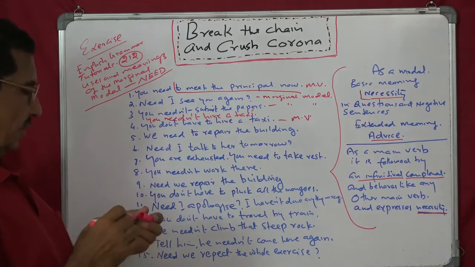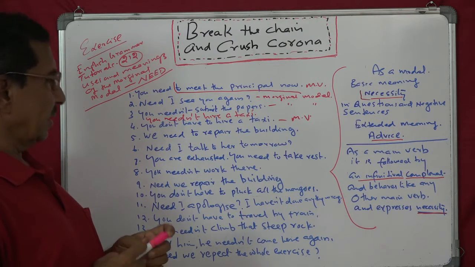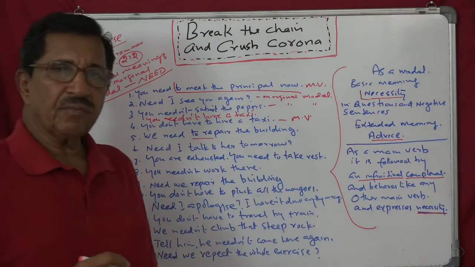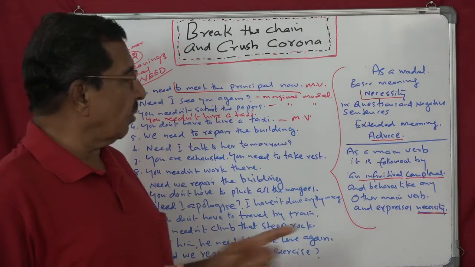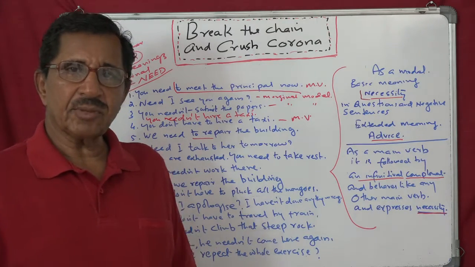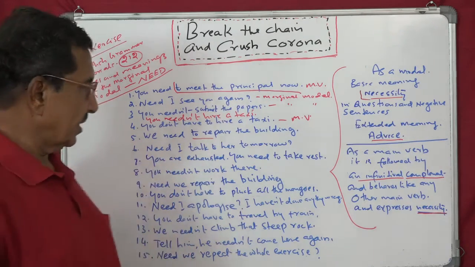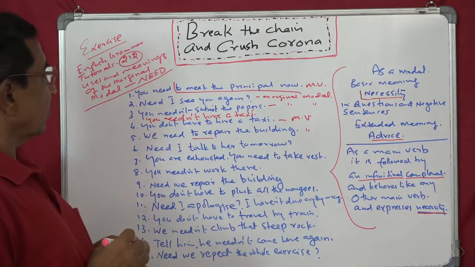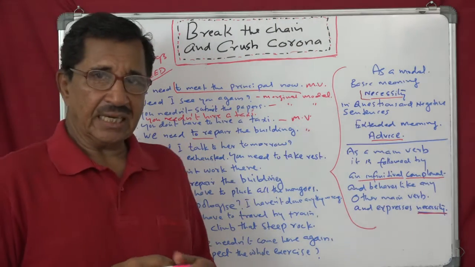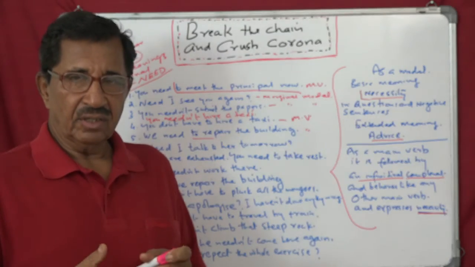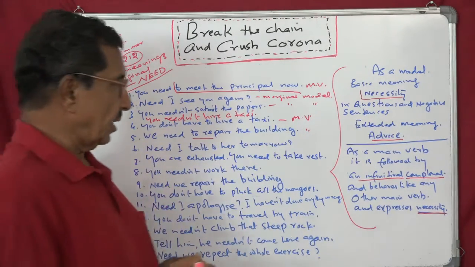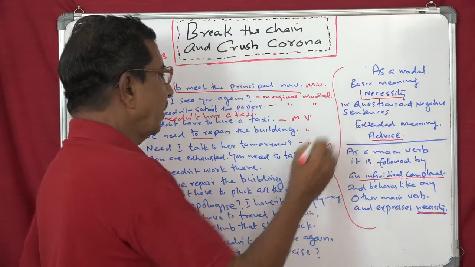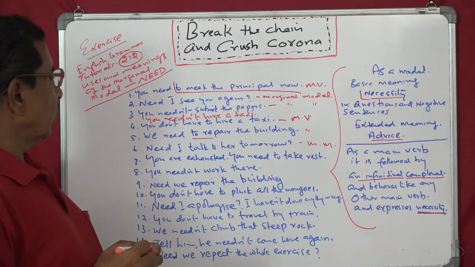We need to repair the building. So we need, then from here you have got an infinitival phrase as a complement. So it is necessity and it is a main verb, no doubt. And then, need I talk to her tomorrow? Need I talk? That is a question, so that is a marginal modal in questions.